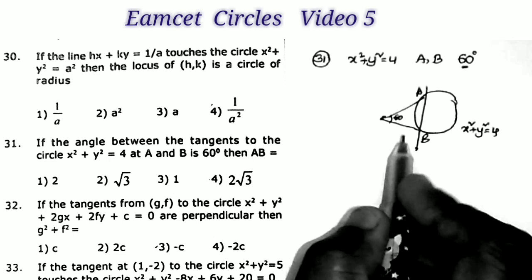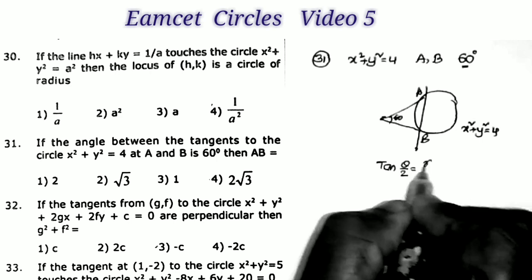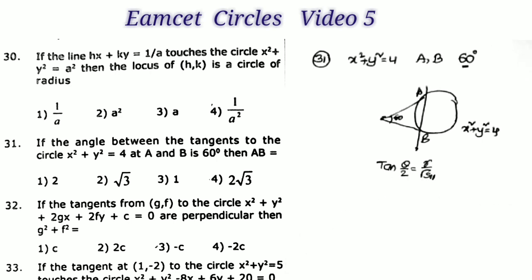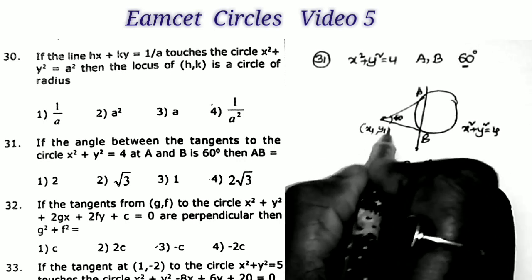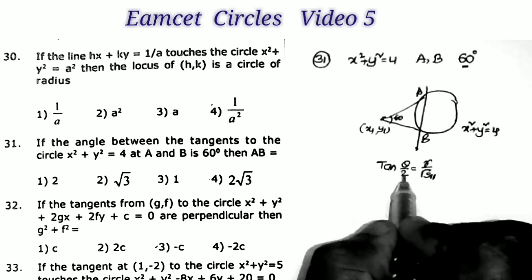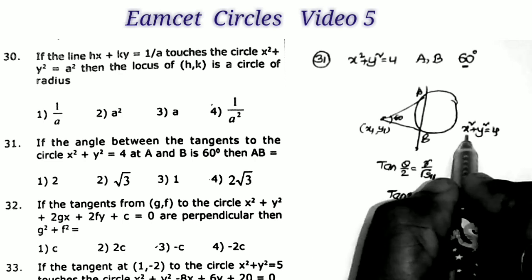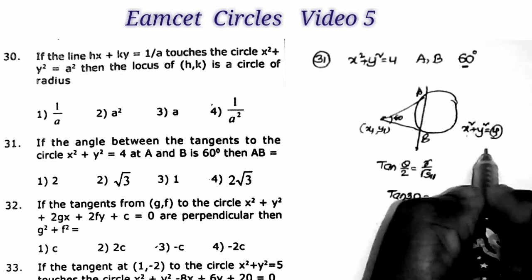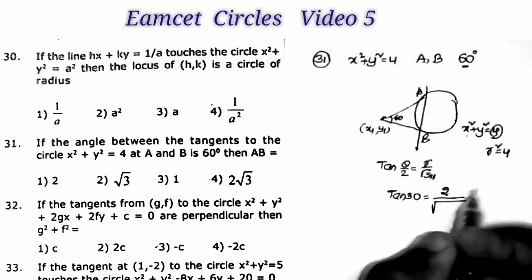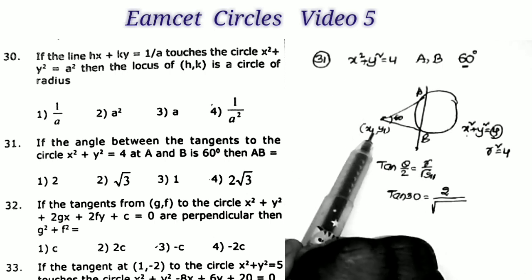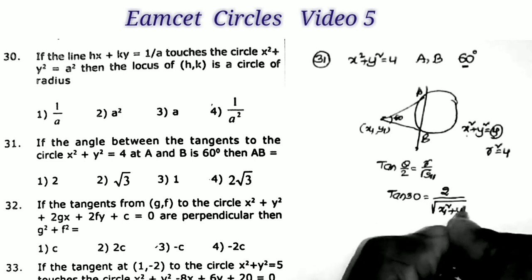What is given? The angle between the tangents is equal to 60 degrees. What is the formula for finding the angle between the tangents? Tan theta by 2 is equal to r by root S11. Suppose I take this point as x1, y1. Theta is equal to 60, so tan 60 by 2, that is tan 30, is equal to r by root S11. For x square plus y square is equal to r square, r square is equal to 4, so the radius is equal to 2. S11, substituting this point in the circle equation, is x1 square plus y1 square minus 4.